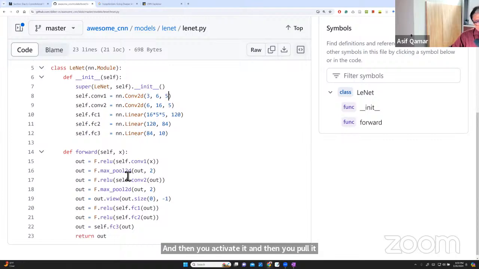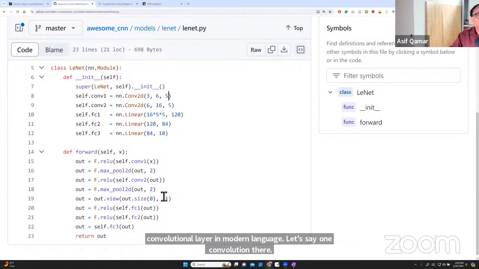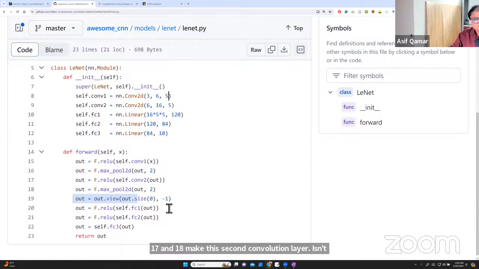So this together, lines 15 and 16, make up one convolutional layer. In modern language, you'd say one convolution layer. 17 and 18 make the second convolutional layer, isn't it? What in the world is this thing?